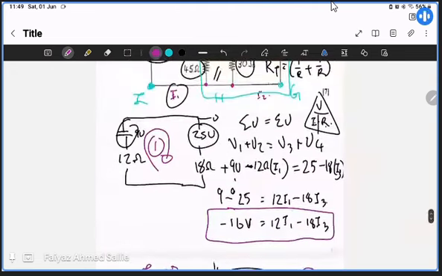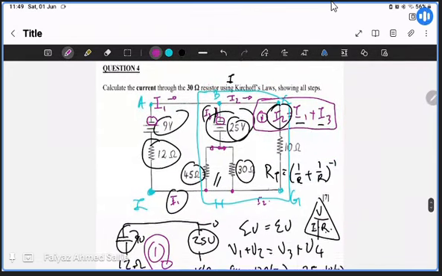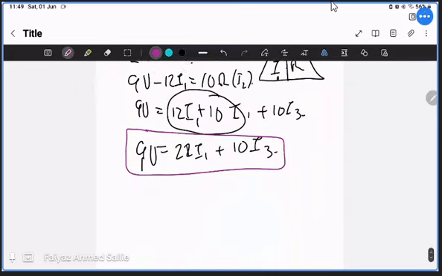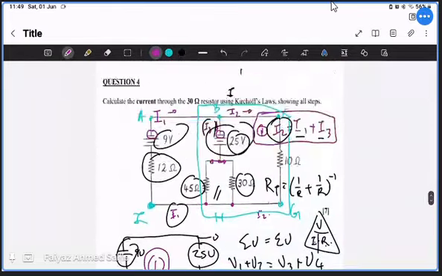So this here is equation number 1, this is equation number 2, and this is equation number 3. So now we have to solve this circuit over here.